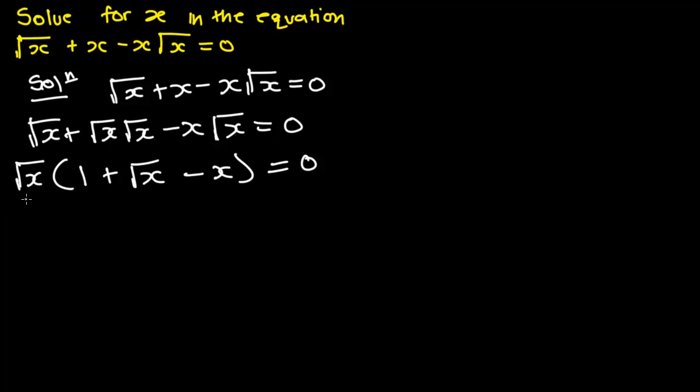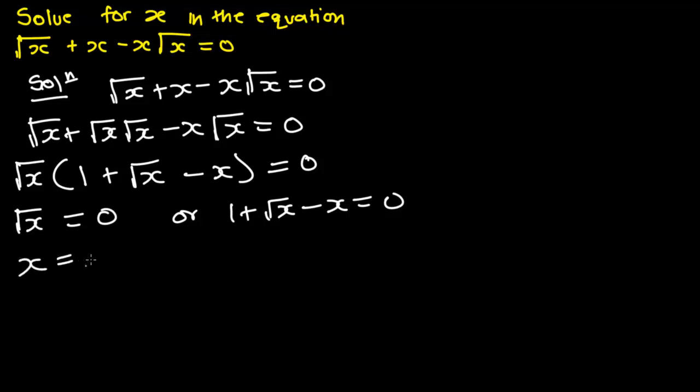Now from here, we can equate this to 0 and the whole of this to 0. So let's do that. Now we are going to have square root of x equal to 0, or 1 plus square root of x minus x equal to 0. And so from here, to be able to get x, we need to square both sides. So squaring both sides, we are going to have x equal to 0. And from here, let's make root x the subject. So we are going to have root x equal to x minus 1.